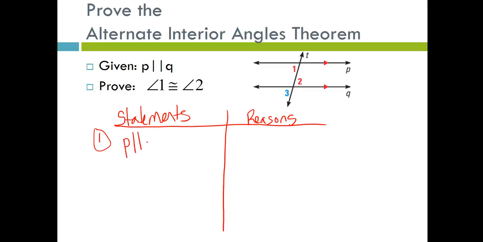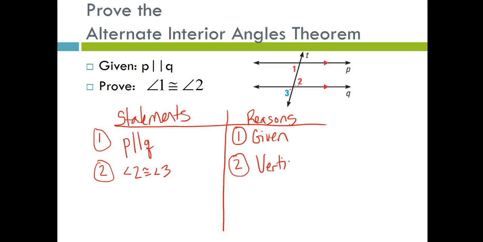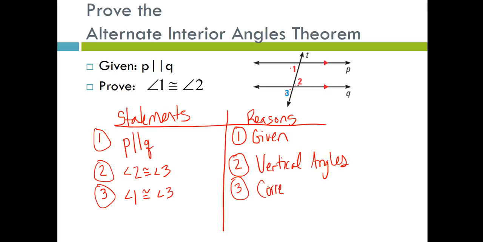First step again is to write down the given: P is parallel to Q. Angle 2 and angle 3 we know are congruent from chapter 2. When they're right across from each other, those are vertical angles. We also know that angle 1 is congruent to angle 3 because this is the bottom left of this grouping and this is the bottom left of that grouping, so those are corresponding angles. Since both of these are congruent to angle 3, angle 1 is congruent to angle 2.